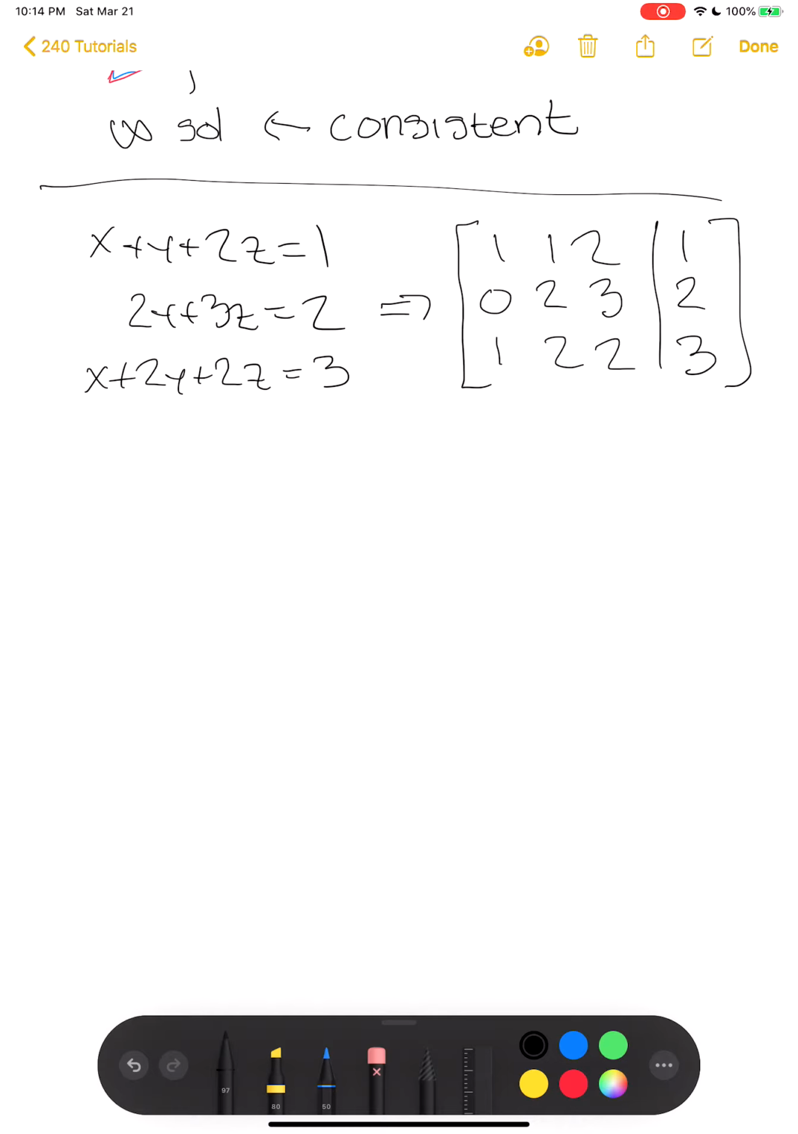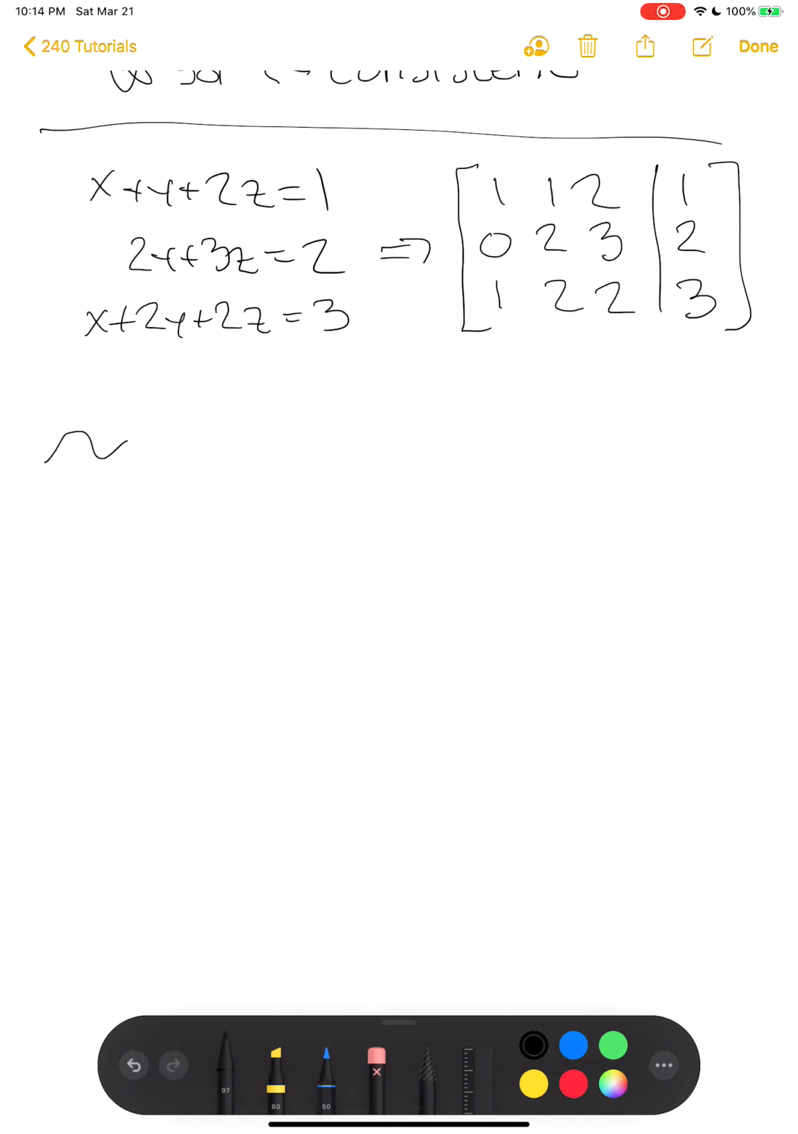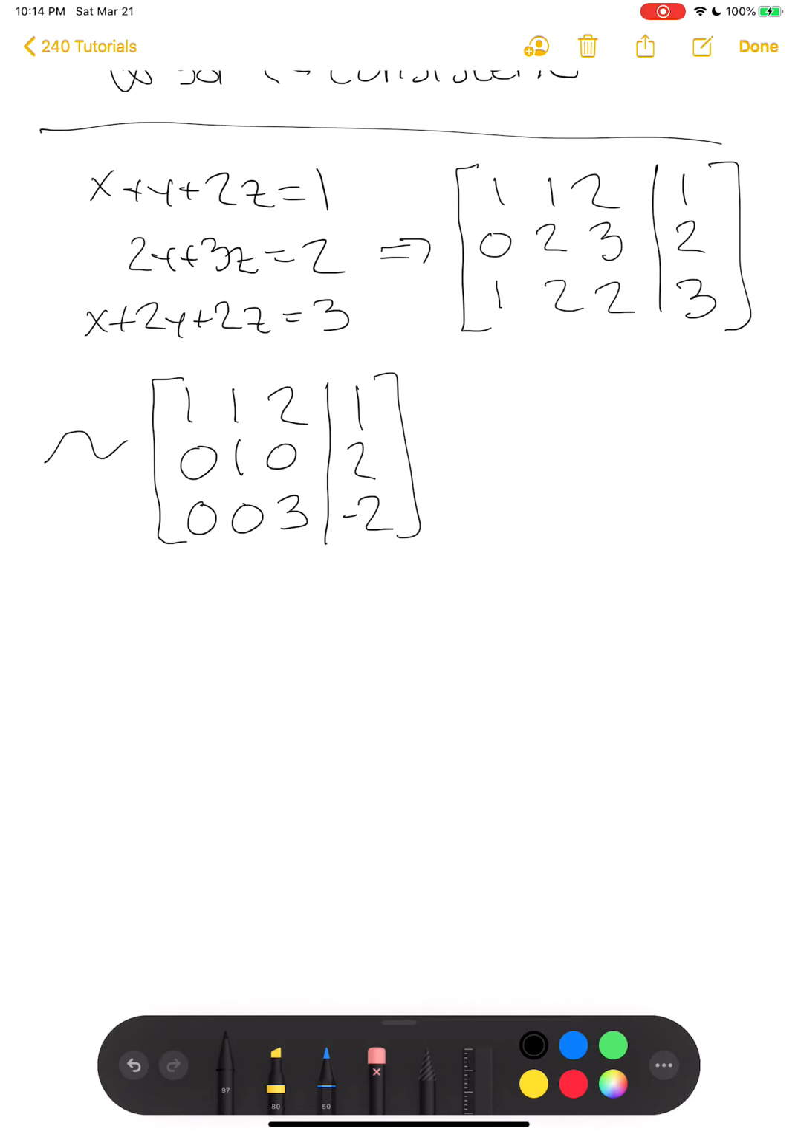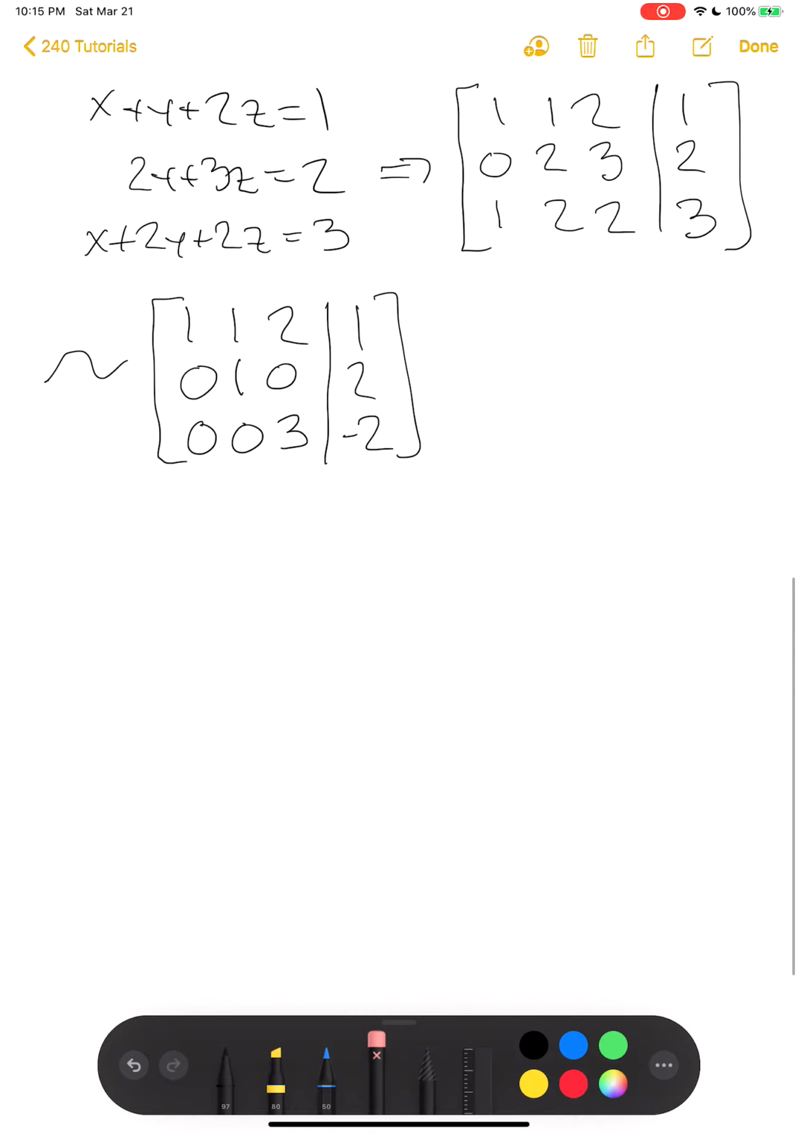So from the previous video on row reduction, we know how we can solve this. We go through and we do those row operations. I'm going to skip those as well. But if you get all the way to the end of it, you have 1, 1, 2, 0, 1, 0, 0, 0, 3, augmented with 1, 2, and negative 2. Okay. So this is going to be my stopping point. You'll see it's pretty much in reduced echelon form. I don't want to really divide that by 3 right now, but I'll have to eventually.